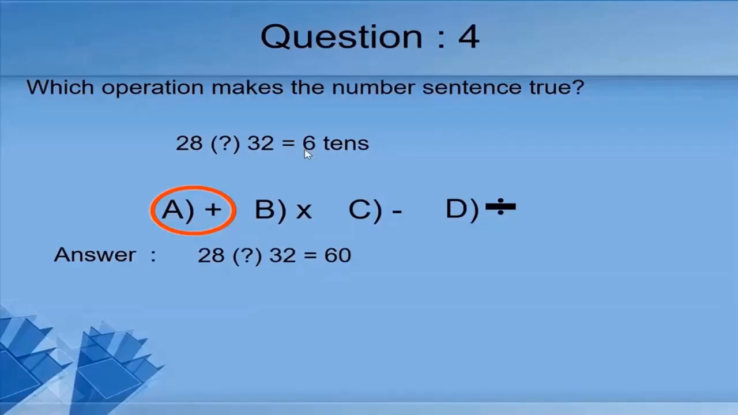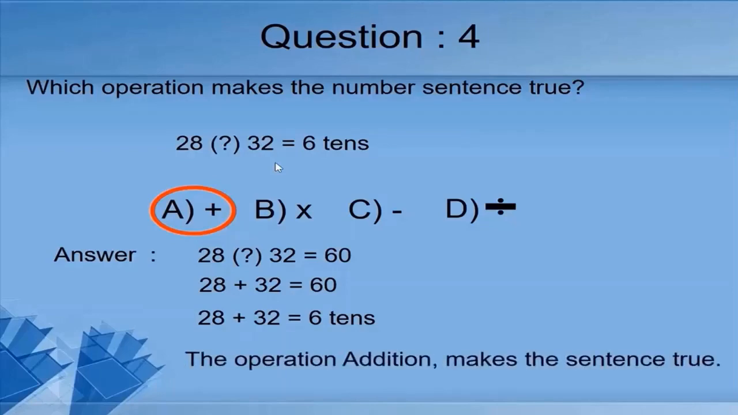So according to number facts, the sum is always greater than the number being added. So there are two possibilities: one is addition and another one is multiplication. First we will try addition. Yes, this one is correct. 28 plus 32 equals 60. The operation addition makes the sentence true.